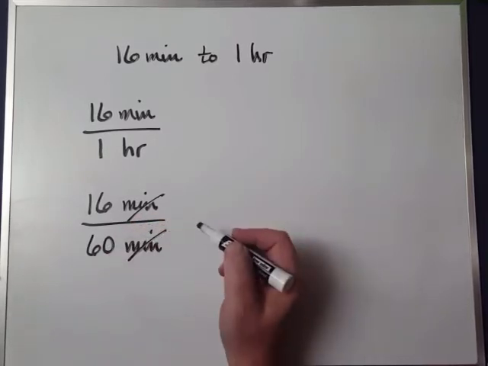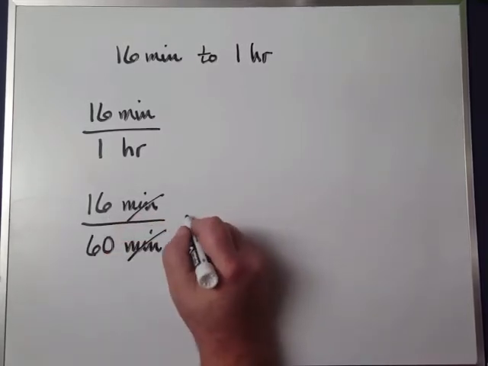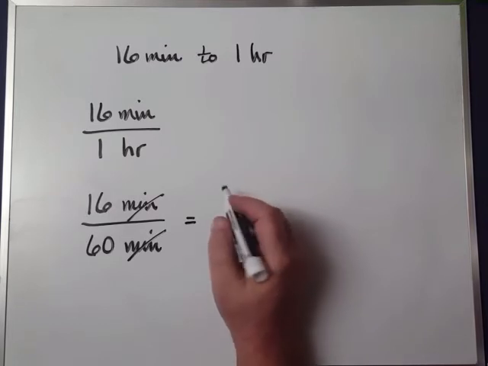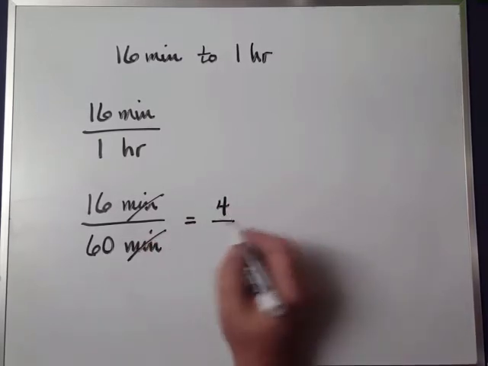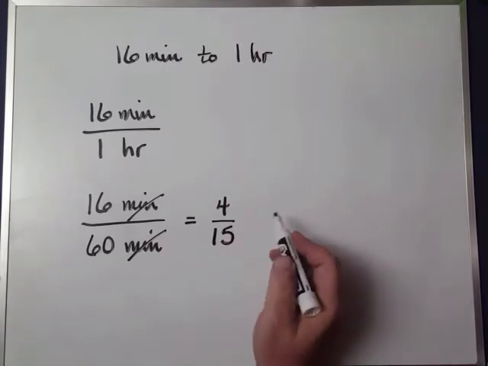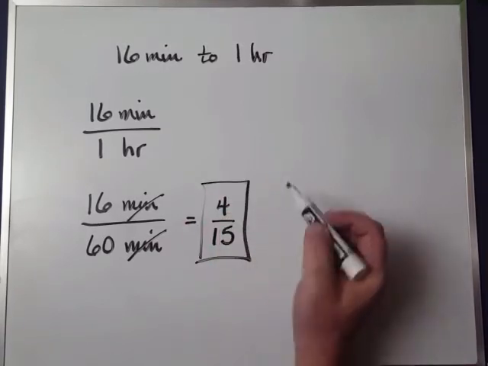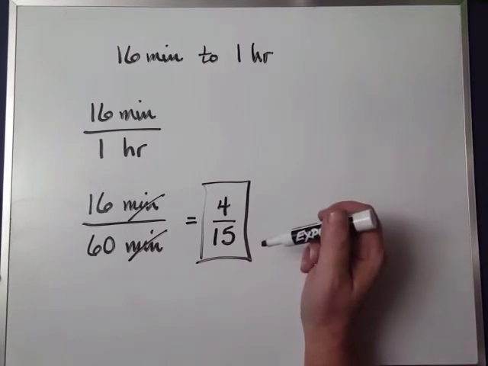Then we reduce 16 over 60. They're both divisible by 4. That's going to give me 4 and 15. 4/15. In other words, 16 minutes is 4/15 of an hour.